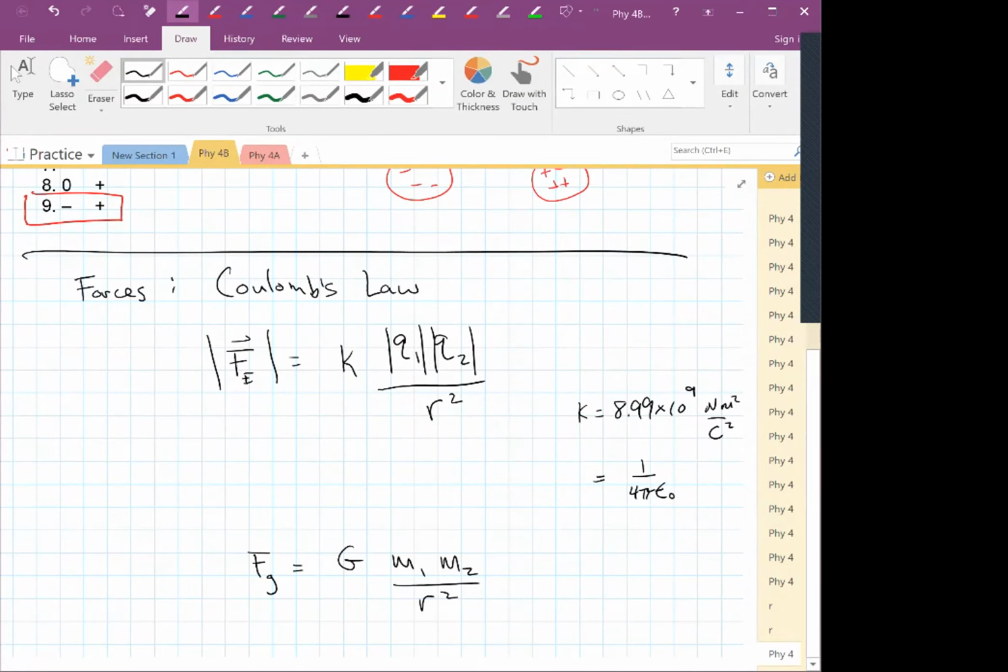Epsilon naught is a constant you'll find in the back of any physics textbook. Mu naught and epsilon naught are two fundamental constants. Epsilon naught has to do with all of our electrostatics equations. Mu naught has to do with all of our magnetics equations, and they're very fundamental constants. But we get tired of writing 1 over 4 pi epsilon naught all the time. So we've come up with this other constant K that just is a little easier to deal with when we're dealing with these types of problems.